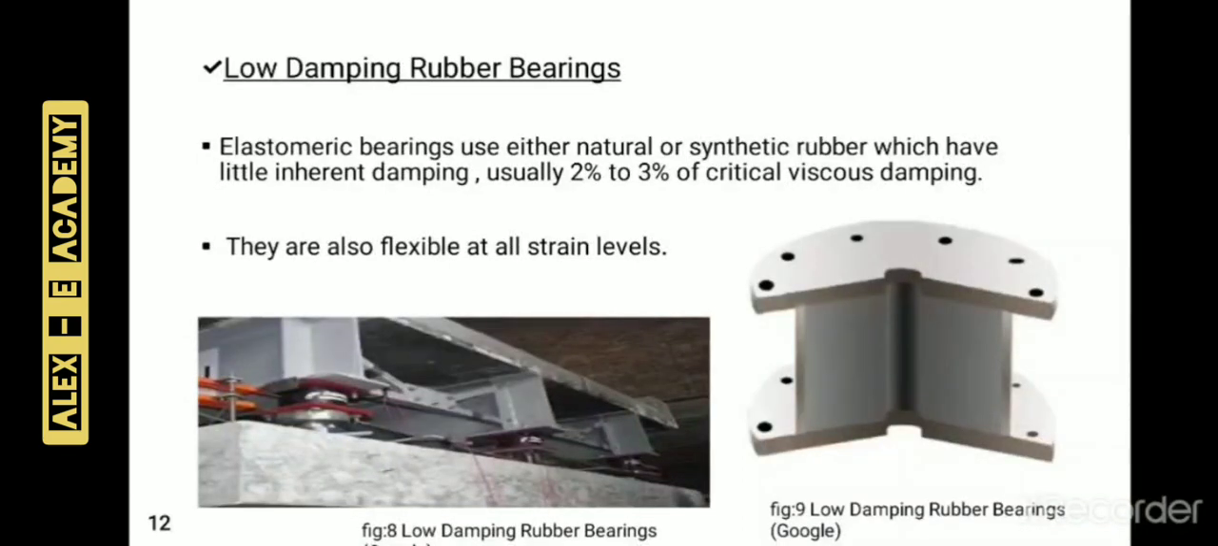Low damping rubber bearings. Elastomeric bearings use either natural or synthetic rubber. We know that rubber is relatively solid and soft and can absorb energy. It has a low damping effect, usually 2 to 3% of critical damping. Therefore, they are generally used with high damping rubber bearings or lead rubber bearings. They are flexible at all strain levels.